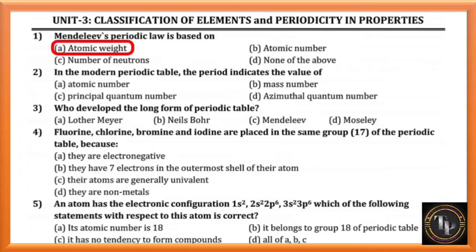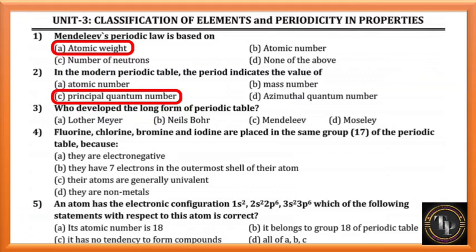atomic weight. Modern periodic law is based on atomic number. Remember, in the modern periodic table, the periods indicate the value of what? Principal quantum number. So whatever number you have written in the electronic configuration, the last number, 1s, 2s, that indicates the principal quantum number.